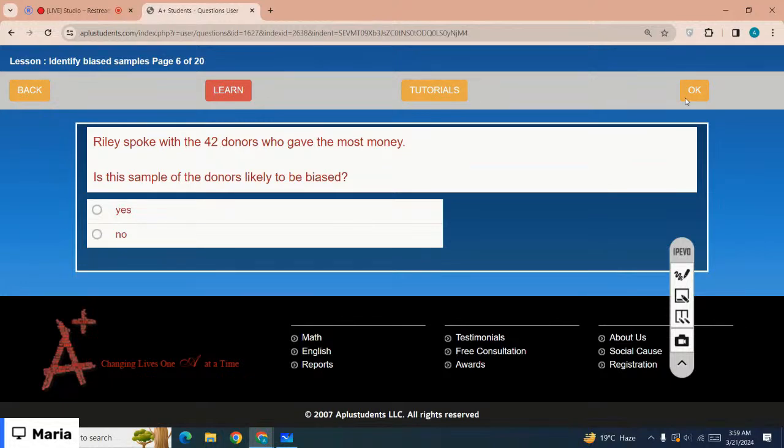Relay spoke with 42 donors who gave the most money. Is the sample of the donors likely to be biased? Which is the correct option?